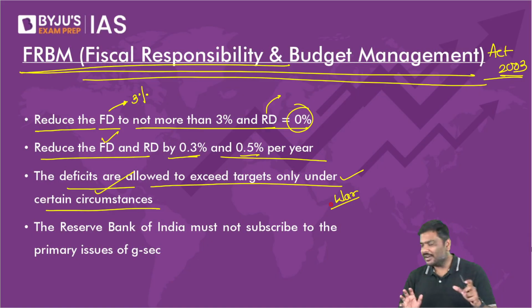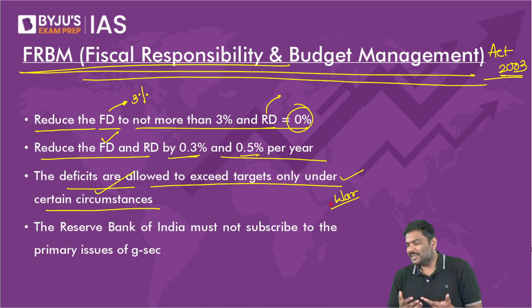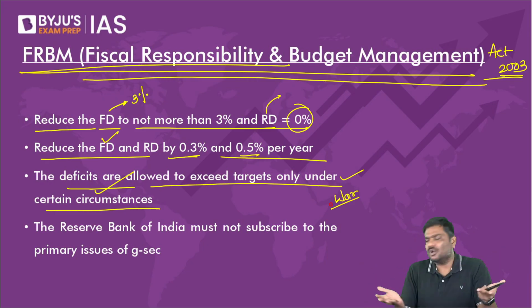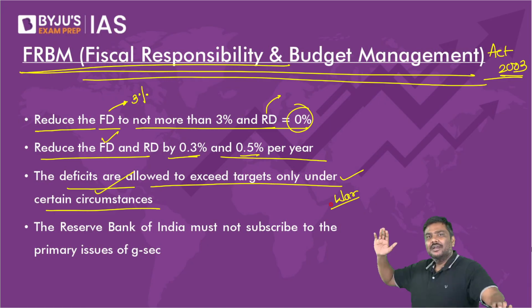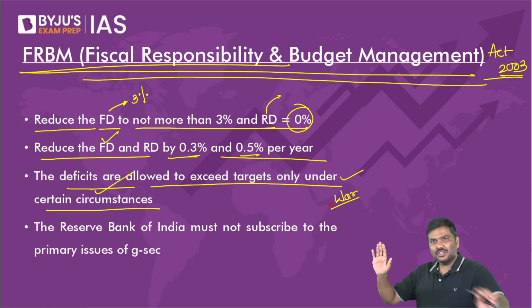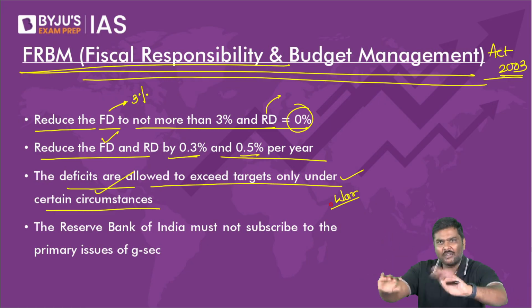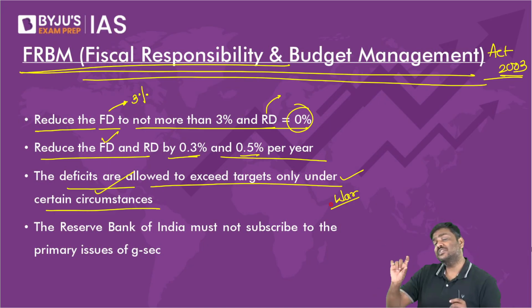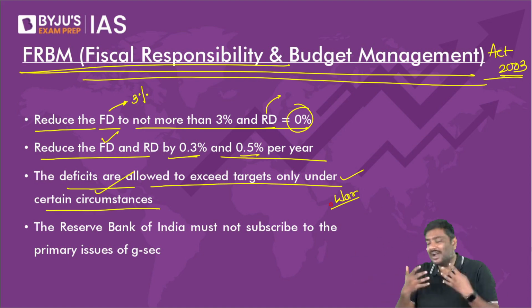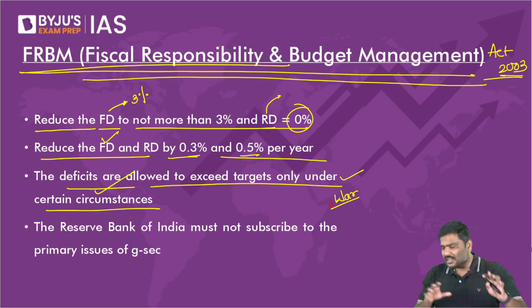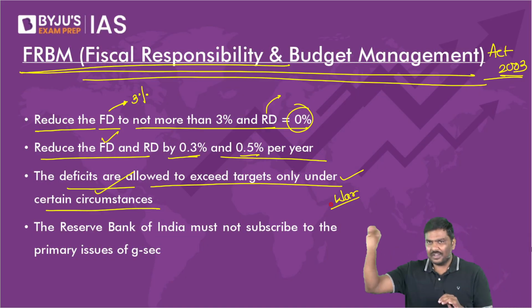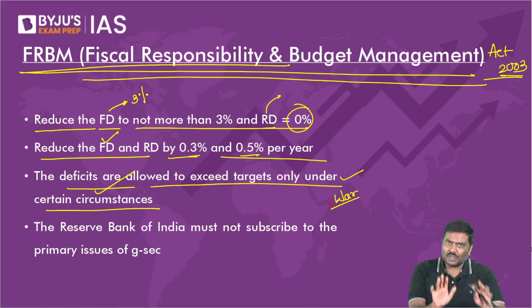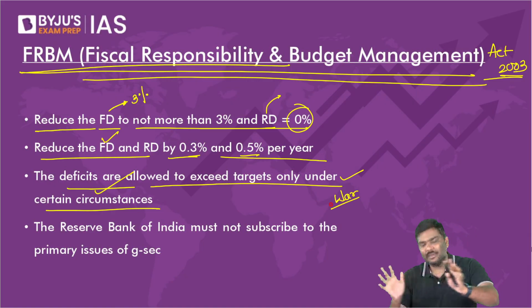If there is a war, automatically the government's expenditure, you cannot control it. You cannot simply say, my budgeted expenditure is this much. If you want weapons, no, I will not be giving you weapons because my fiscal deficit will increase. We can't do that. So there are certain situations, which I will give in a slide. Only in those circumstances, targets can be expanded.